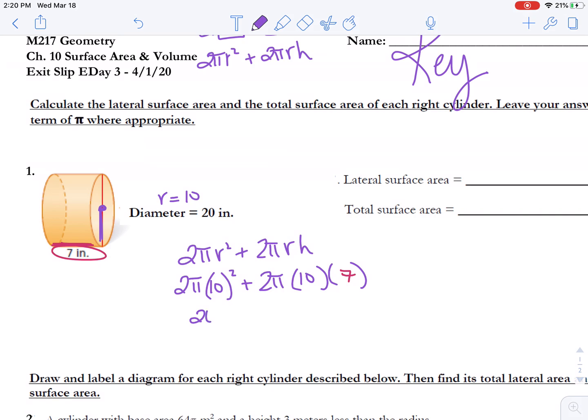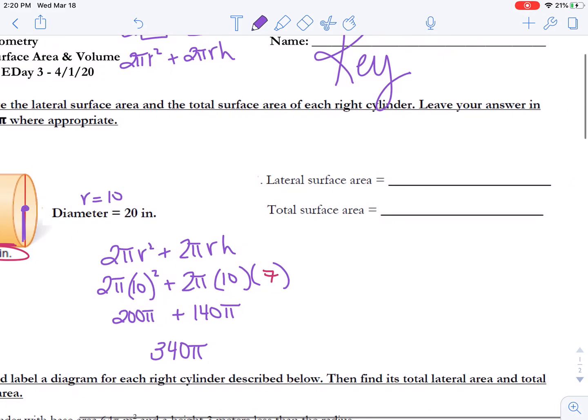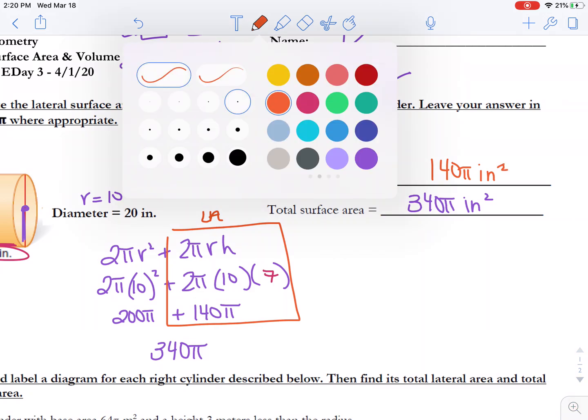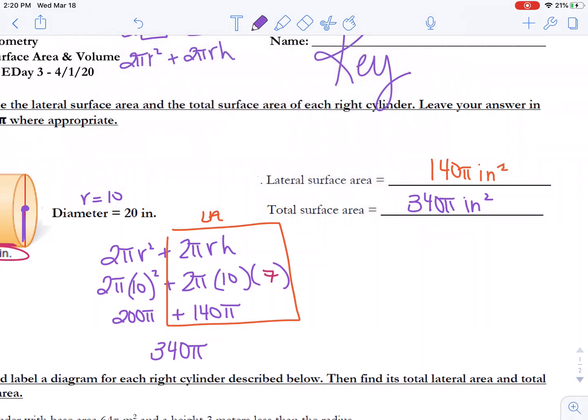So we have here 200 pi plus 140 pi. And then we combine for a total surface area of 340 pi. And then, of course, we put square inches. Then we can go back and find the lateral area as the part of the formula without the bases, which is 140 pi square inches. So we don't have to do a separate formula or double the work or anything. It's within the surface area formula.